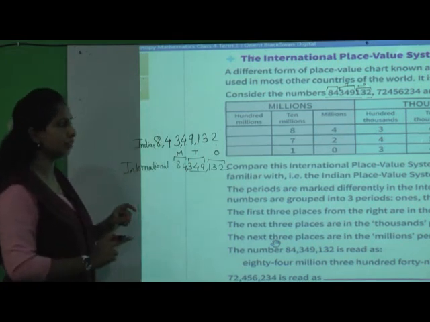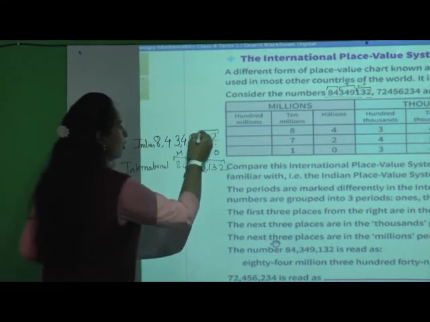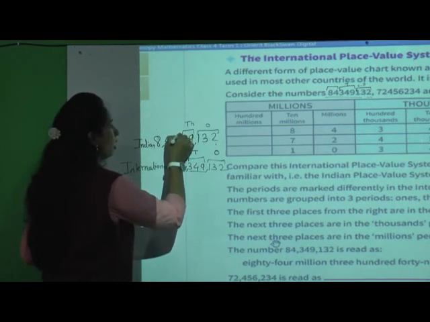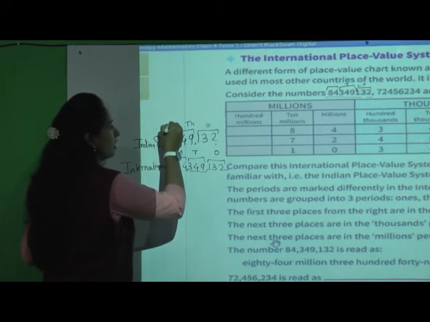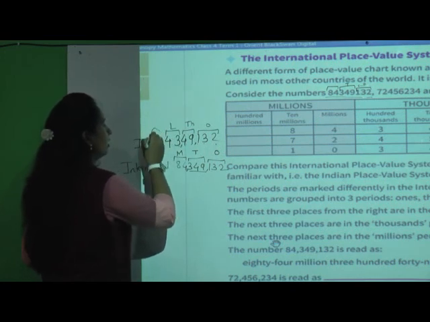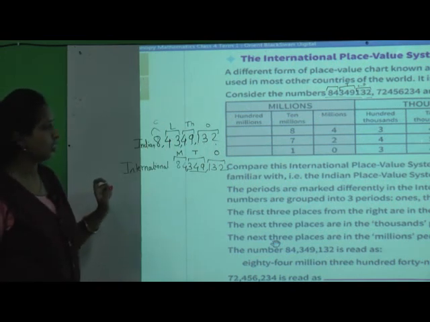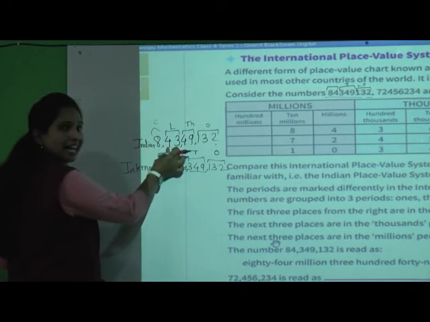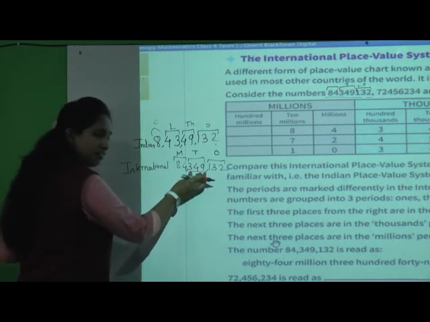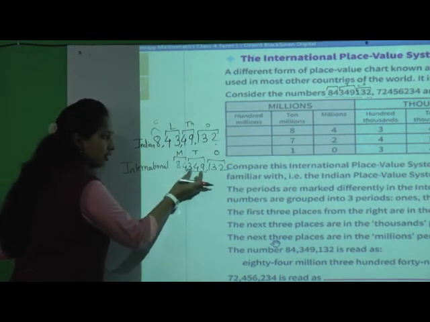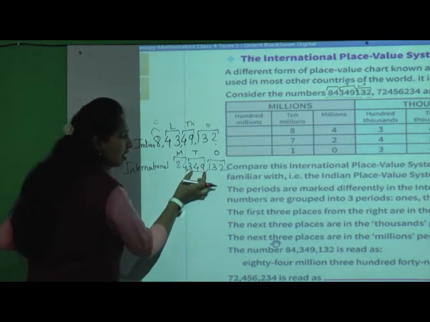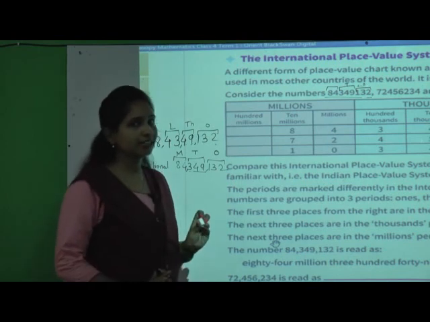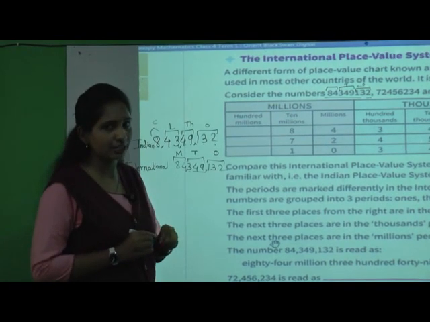But in Indian, what we used to do, this is ones period, 10,000s period, okay? And here is lakhs period, and this is crore period, okay? So here how we read 8 crore 43. Together we take na lakhs place. So here also in international place value you have to take the numbers together. 84,349,132. Clear? Is the concept clear about the international place value chart?